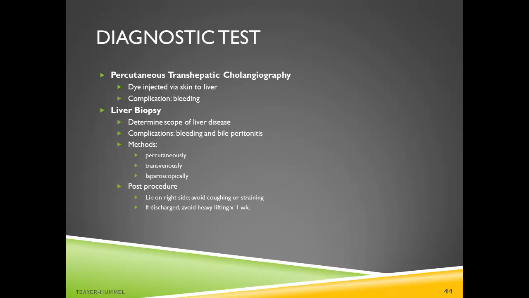Some other diagnostic tests used to evaluate and manage the patient in liver failure include the percutaneous transhepatic cholangiography. This is when dye is injected via the skin to the liver to assess the liver. Complications include bleeding. Liver biopsy is done to determine the scope of liver disease. Complications include bleeding and bile peritonitis. Methods include percutaneous liver biopsies, transvenous, and laparoscopic.